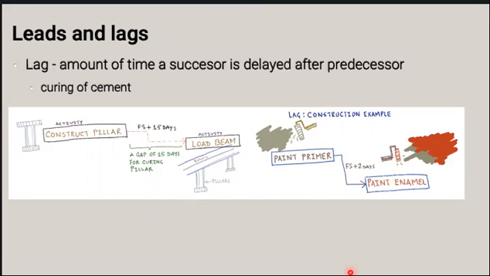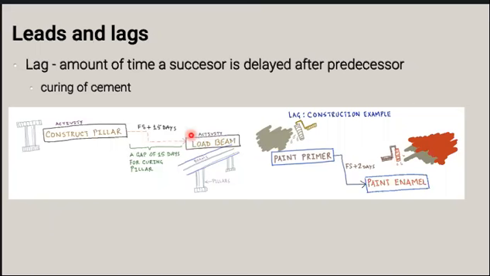So lag is the amount of time a successor activity has to be delayed after the predecessor activity. I hope it's clear that if you go in your diagram from left to right, the predecessor is to the left and the successor is to the right.